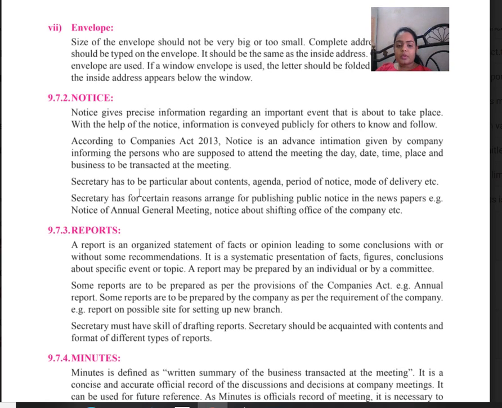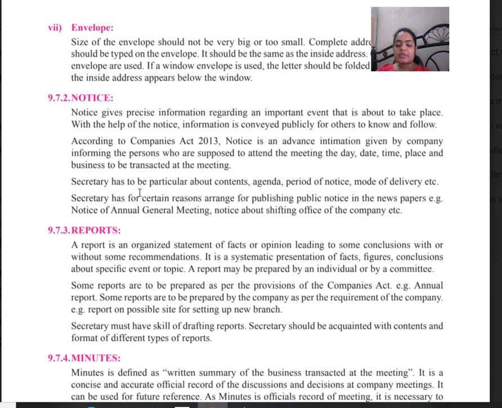A report is an organized statement of facts or opinion leading to some conclusions, with or without some recommendations. It is a systematic presentation of facts, figures, and conclusions about a specific event or topic. A report may be prepared by an individual or by a committee. Some reports are to be prepared as per the provisions of the Companies Act, for example, annual reports. Some reports are to be prepared as per the requirement of the company, for example, a report on a possible site for setting up a new branch.